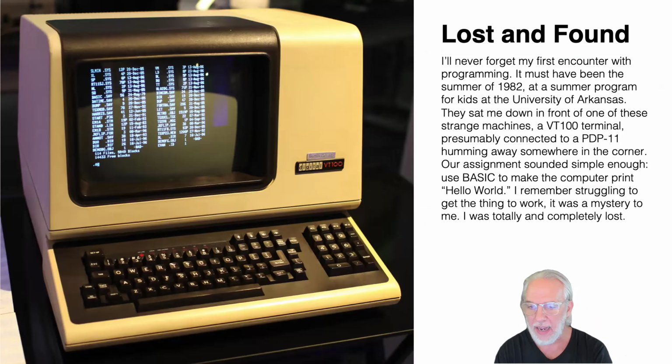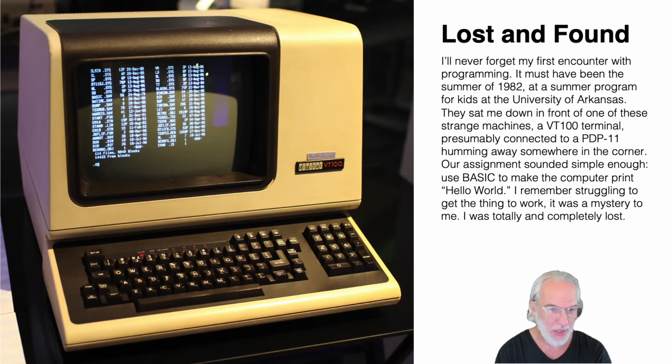I have a long history in computing. I'm 51, and my history with computing and programming goes all the way back to the early 1980s, really at the start of the personal computer revolution.